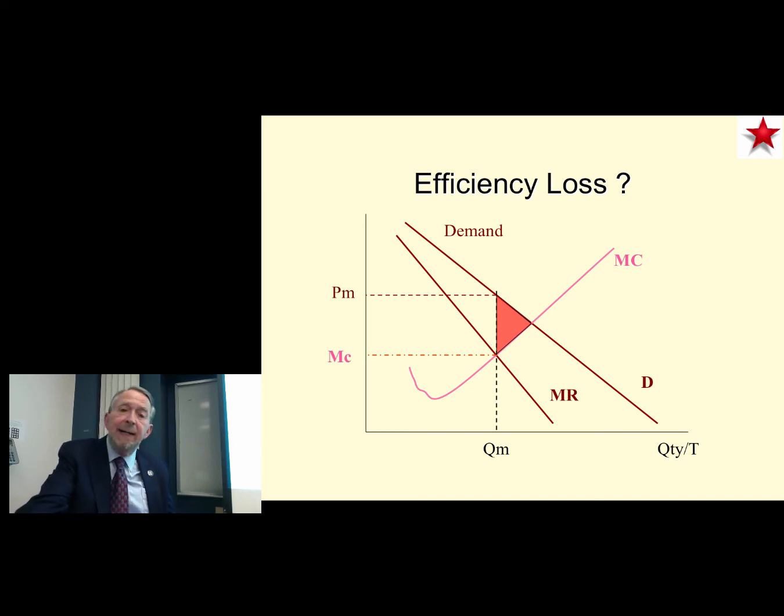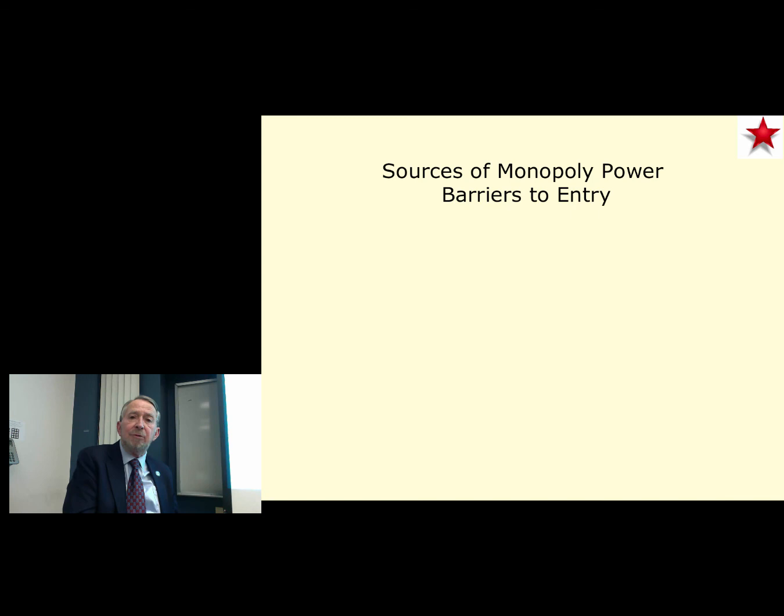But once we get into multiple pricing techniques, which we'll talk about after the midterm, price discrimination, I talked a little bit about the paint example when we did elasticity. If you can price discriminate, that efficiency loss goes away because you're able to charge different prices and increase output.